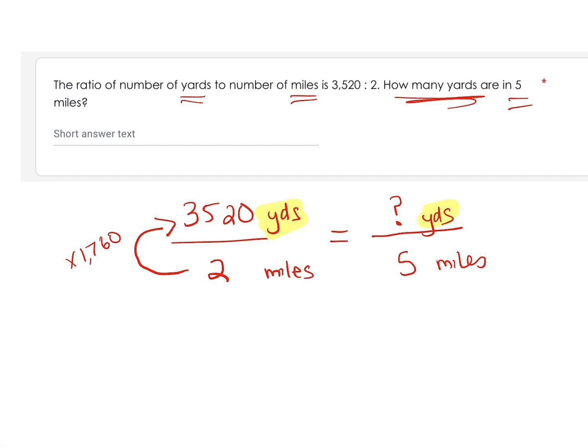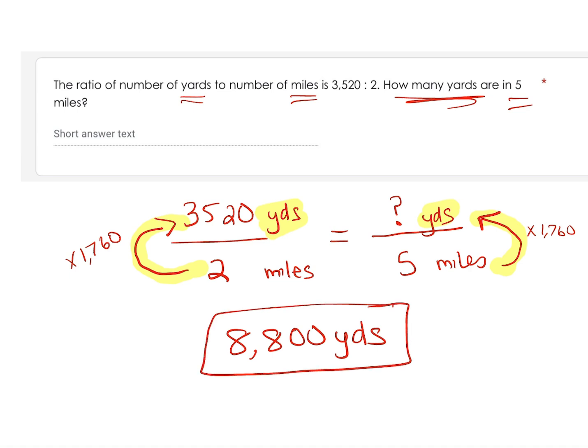Now on the other side of my equivalent ratios, I'm going the same way, right? I'm starting from the denominator and my arrow is going to the numerator. This arrow is also starting from the denominator, going to the numerator. Because I'm doing the same thing, I'm going to do the same operation, times 1,760. And if you multiply 5 times 1,760, you're going to get 8,800 yards. So there are 8,800 yards in 5 miles.